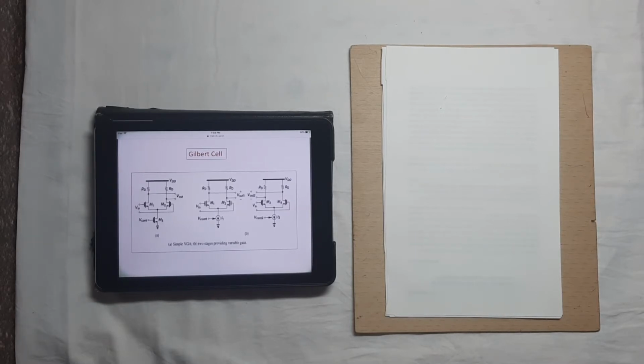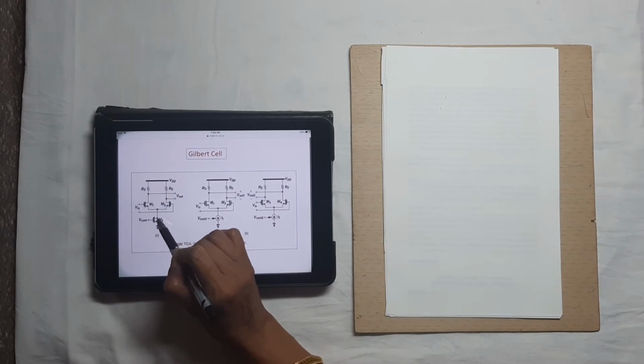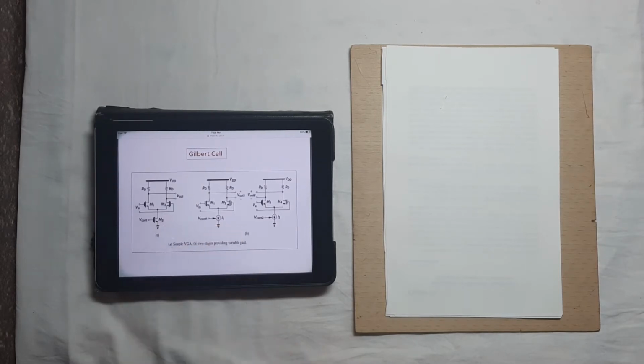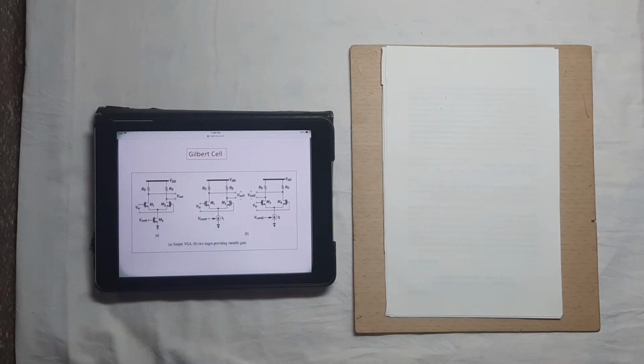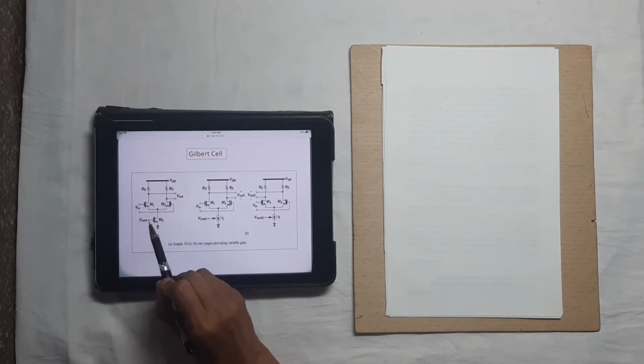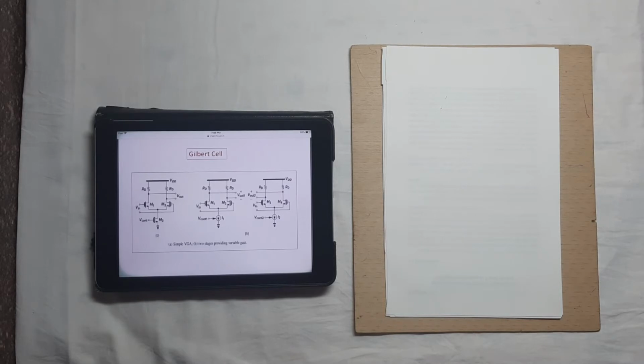Now, what is that building block? Suppose we wish to construct a differential pair whose gain is varied by a control voltage. Till now we had a current source or the RSS resistance connected. Now this M3 transistor is connected, and to this M3 transistor we apply the control voltage. If we vary this control voltage, the gain of the differential pair has to vary.